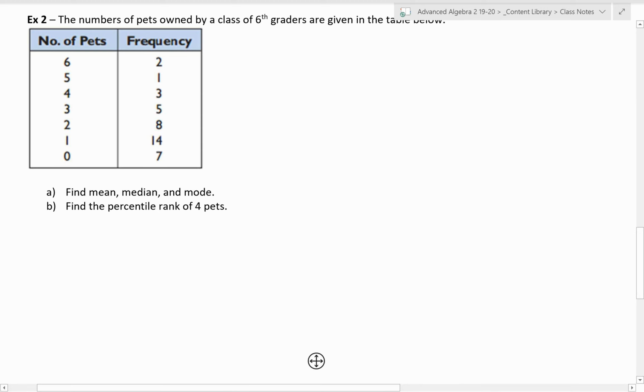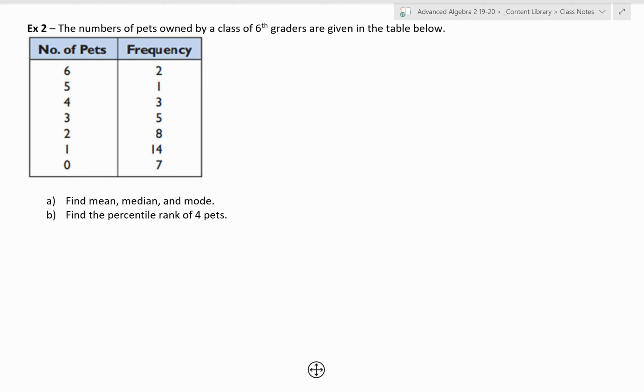All right, we learned about percentile ranks in one of the earlier videos in this section. We're going to go ahead and practice finding percentiles a little bit and then keep practicing finding mean, median, and mode as well. Here we have an example.